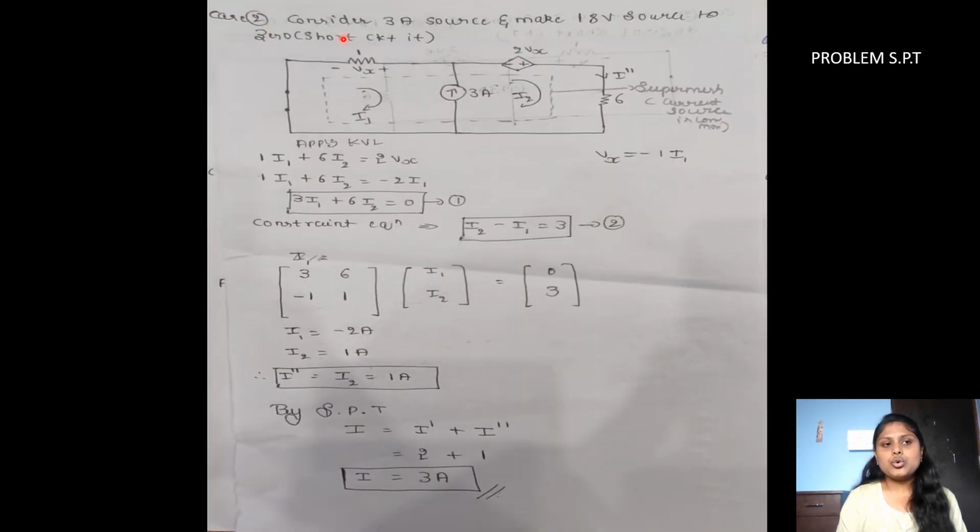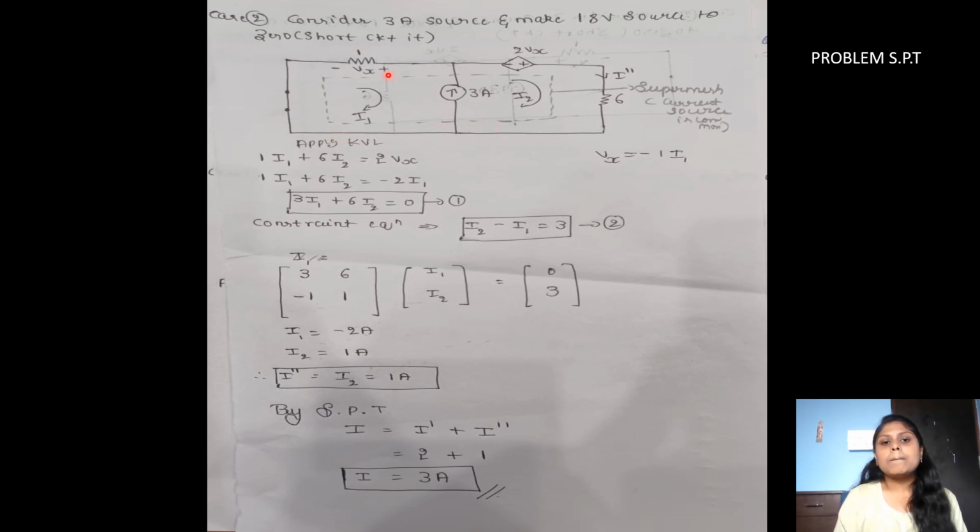In case 2, we consider the current source and make the voltage source 0 by short circuiting it. In case 1, we took the voltage source and made the current source zero by open circuiting it. So here we have to modify it. Here I have short circuited the voltage source and considered the current source.